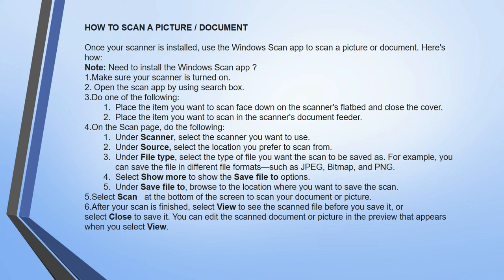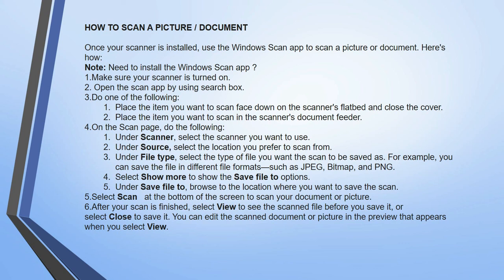For example, you can save the file in different formats. Okay, because the format can be assigned as JPEG or JPG or bitmap or PNG, etc. Select Show more to show the Save file to option. Under Save file to, browse to the location where you want to save the scan file. Select Scan at the bottom of the screen to scan your document or picture.